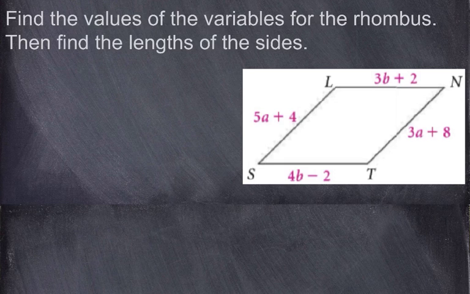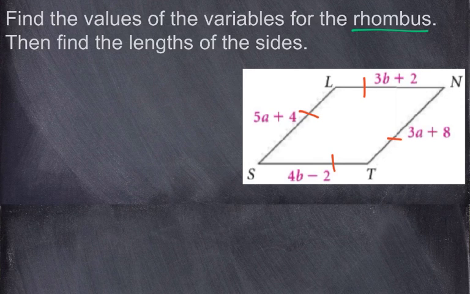All right, and here we go. This will be our last problem here. It says find the values of the variables for the rhombus. Again, you always want to look for keywords here. In this case, it's rhombus. Then find the lengths of the sides. So what do we know about a rhombus? We know that all four sides are the same length. So therefore, not only are all four sides the same length, but that means opposite sides are too.